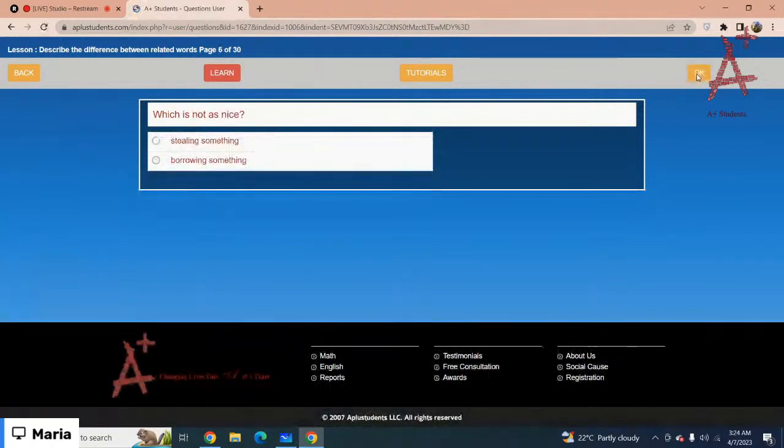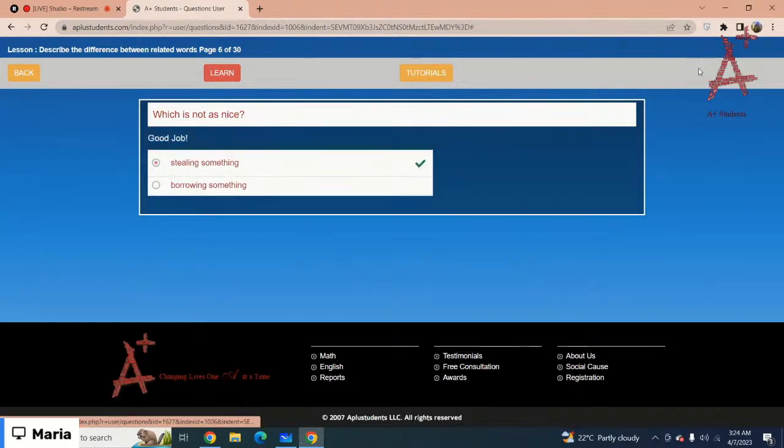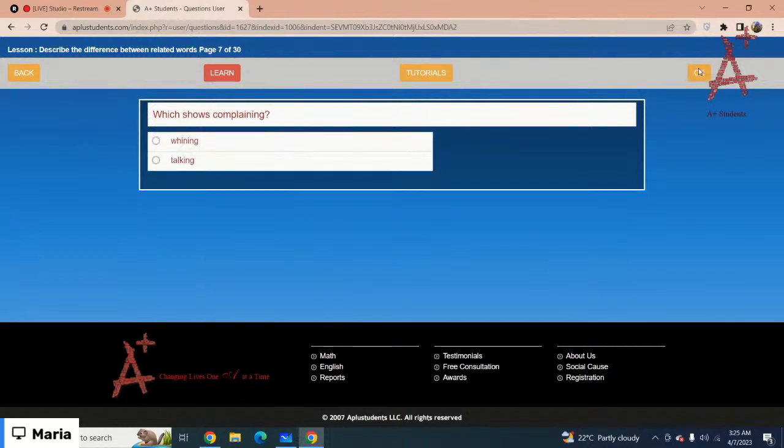Okay, which is not as nice, stealing something or borrowing something? So which is the correct option? Stealing something is not nice, got it? So that would be option number one. Stealing something is not nice. Okay, which shows complaining, winning or talking? Which shows complaining? That would be winning, got it?